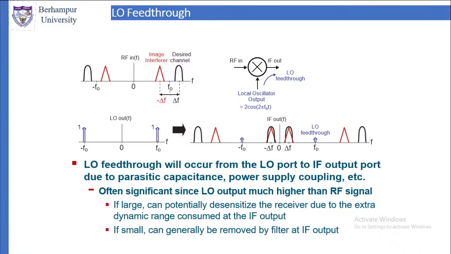Mostly this is not significant. Mostly the LO output will be small compared to the RF input to the mixer. But if it is very high, then it will be significant. If it is very large, this can potentially affect the sensitivity, so potentially desensitize the receiver due to the extra dynamic range consumed at the IF output. If small, it can generally be removed by a filter at the IF input.